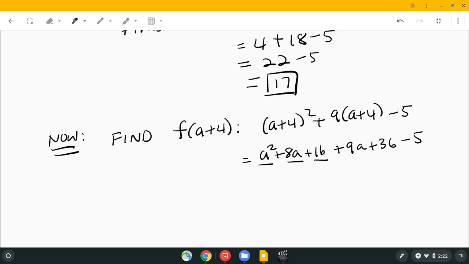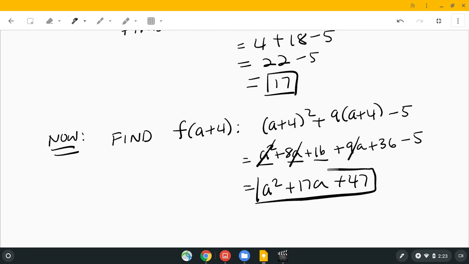Okay. And then you can combine like terms. So that's a squared. 8a and 9a, that's 17a. And over here, let's see, 16, 36 minus 5, 47. Okay. All right, so this would be our answer.